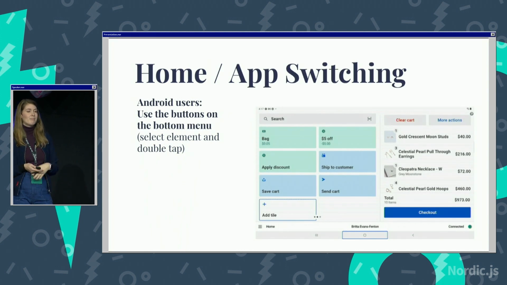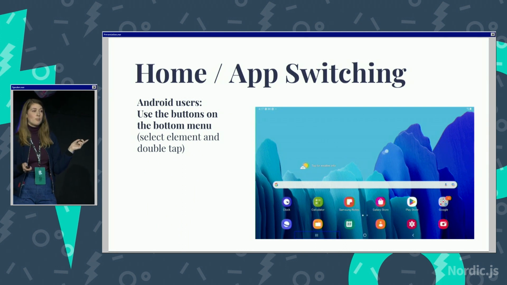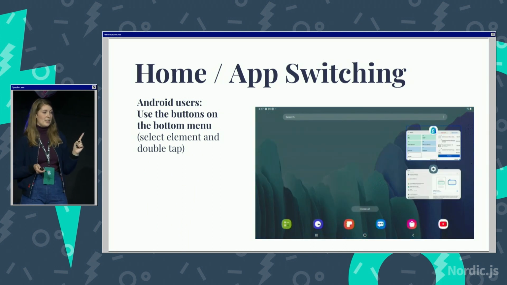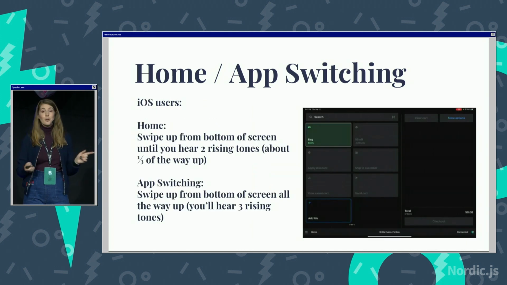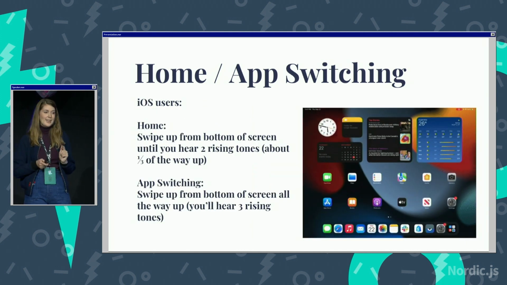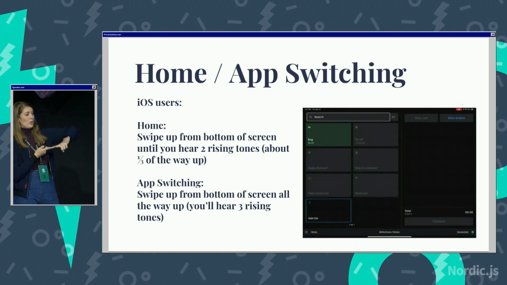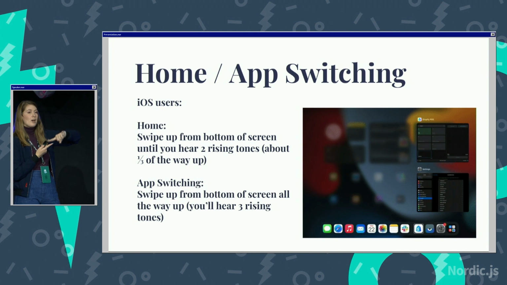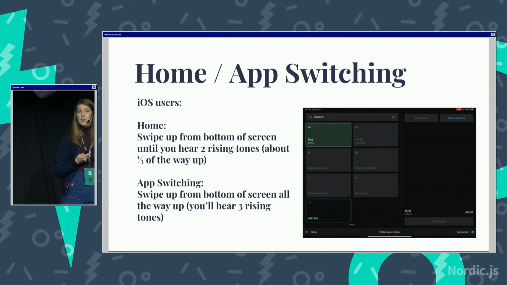And for app switching, Android's got it super easy. You've got that bottom menu bar, so you're just going to use it like any regular button. You're going to navigate to one of those elements in the bottom bar and double tap anywhere on the screen to activate it. For iOS, assuming you don't have the home button, this is where things get a little complicated. You're actually going to start on the bottom of the screen, work your way about a third of the way up, and you'll hear 2 rising tones, and that will bring you to home. If you go all the way up, you'll actually get to the app switcher, and you'll hear 3 tones instead.